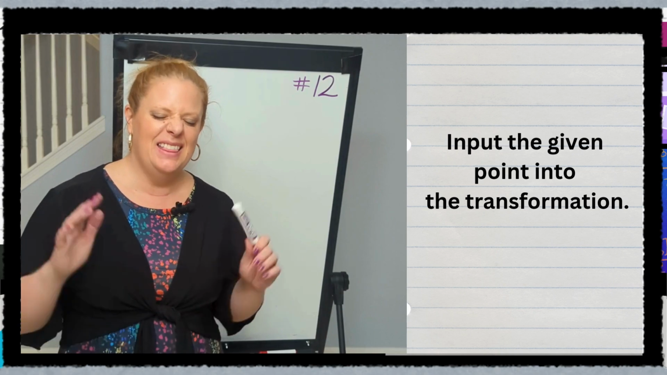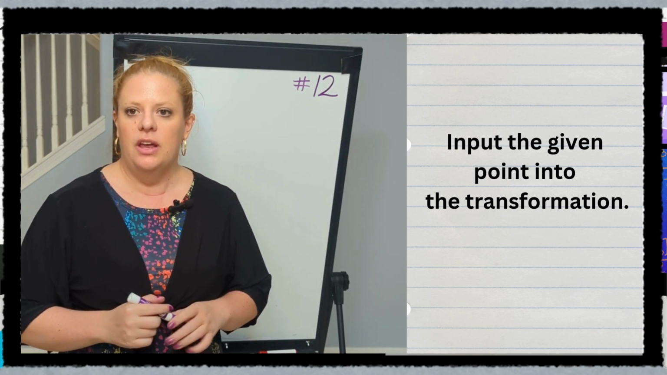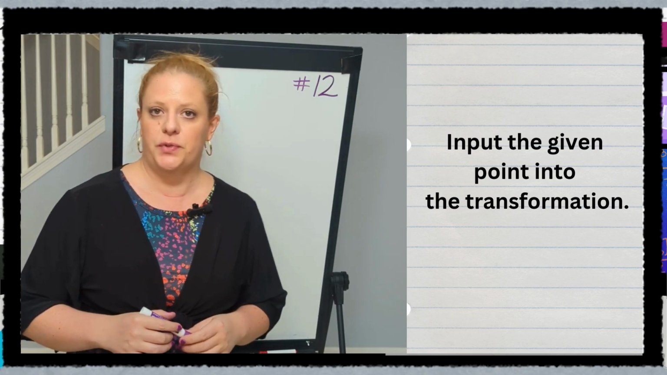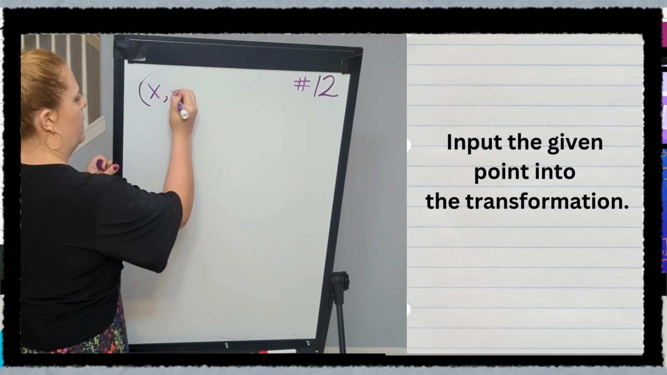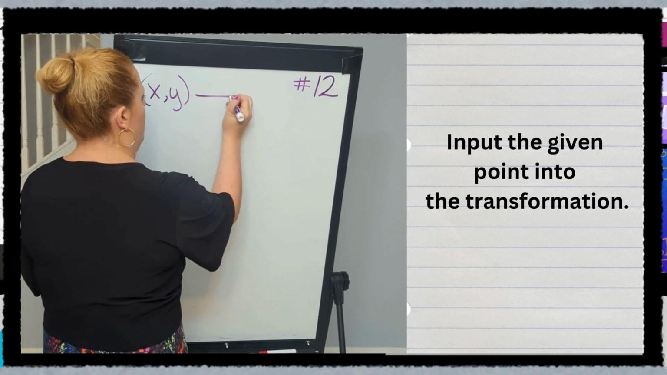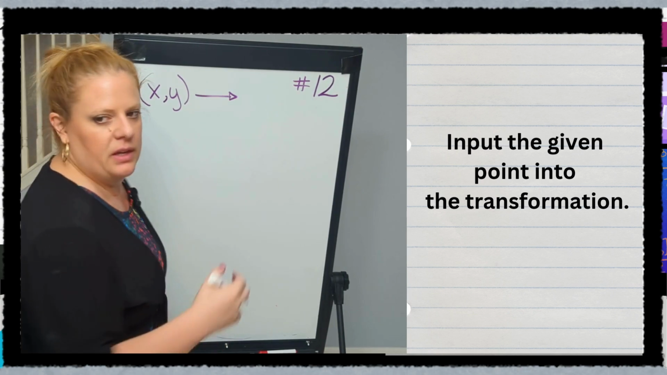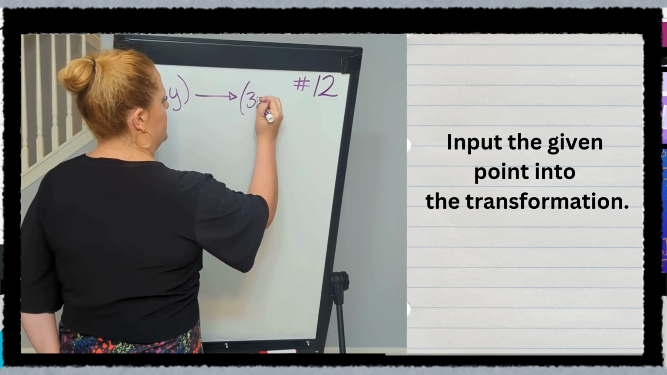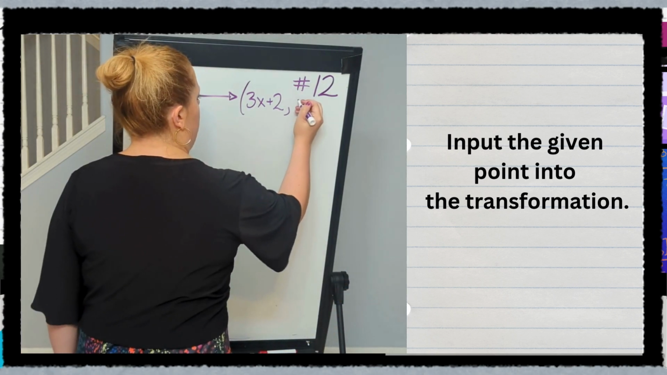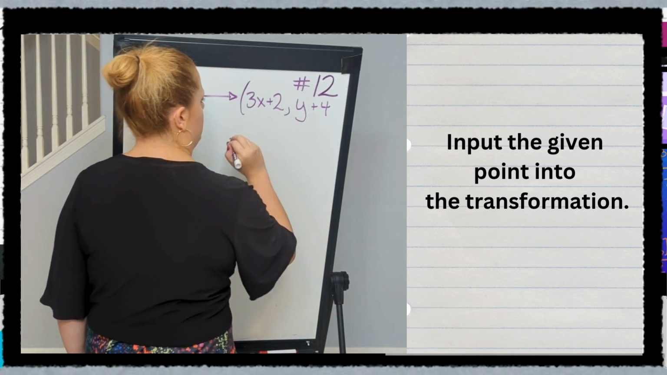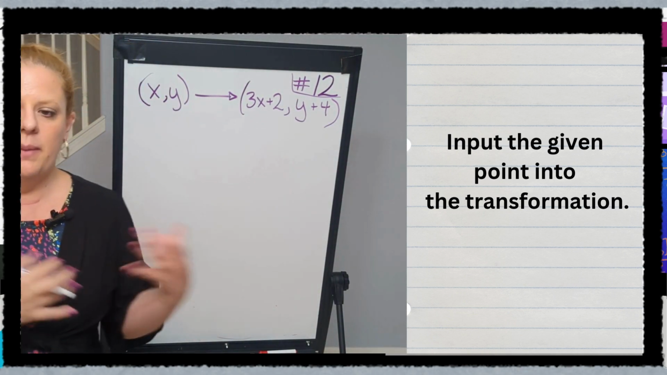Number 12 is a lot like the example from the study guide that we did in class. In the standard xy coordinate plane, a transformation maps the point (x, y), and I am making this up as I go because I don't want to give you the exact same thing as in the book, to its image, I'm going to say (3x plus 2, y plus 4). Okay? I need to get that 12 out of the way there.